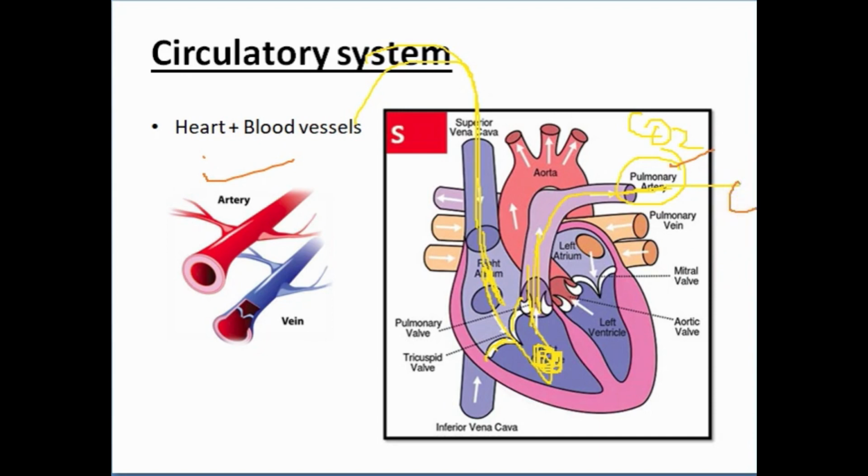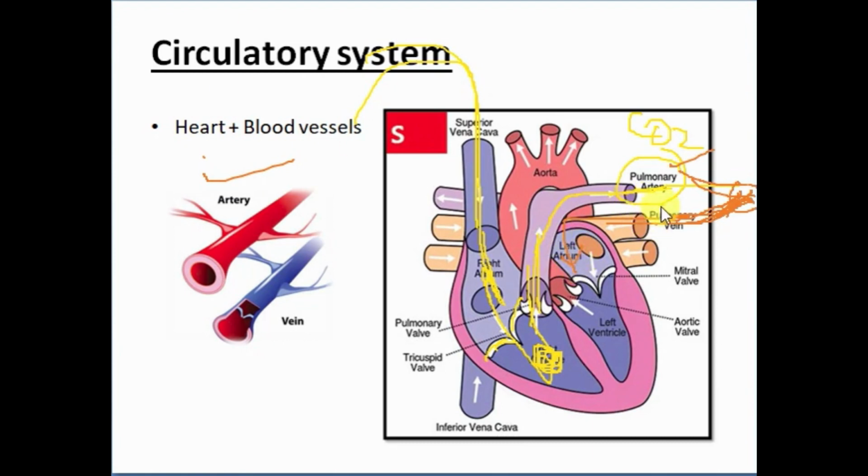So now here we have the lungs. The deoxygenated blood gets exchanged, and the blood picks up oxygen and flows through the pulmonary vein. The pulmonary vein is the only vein which carries oxygenated blood. So through the pulmonary vein, it will enter into the left atrium.